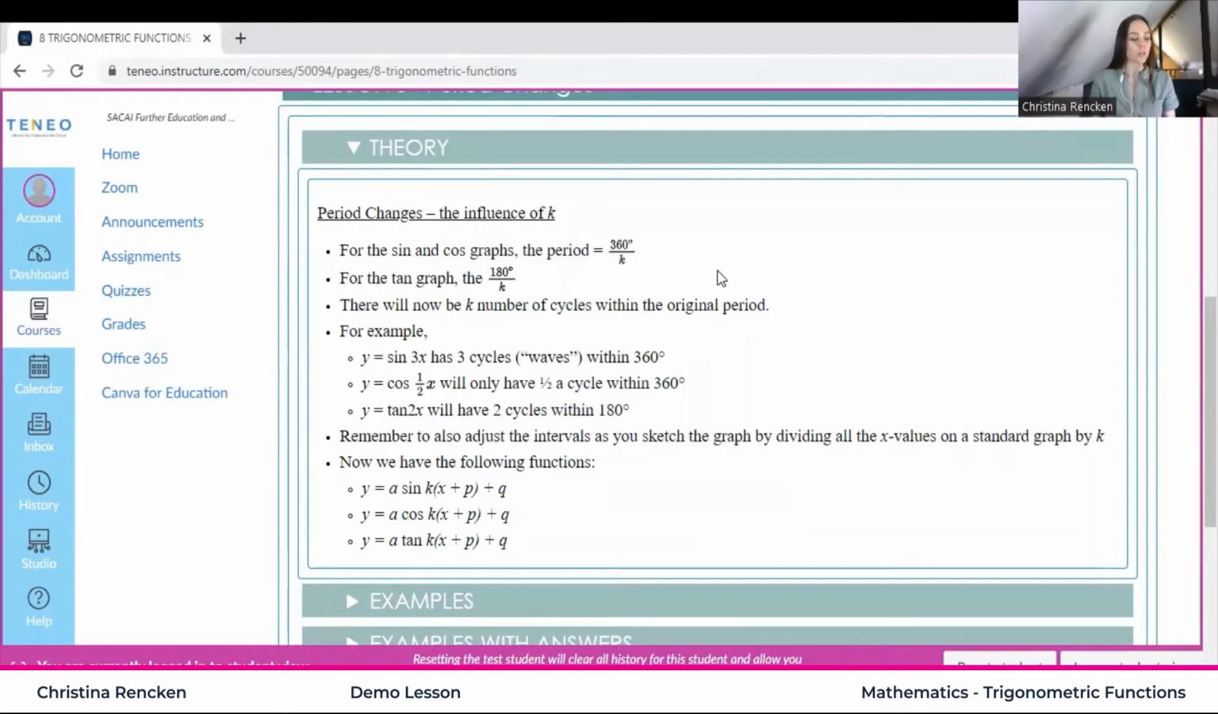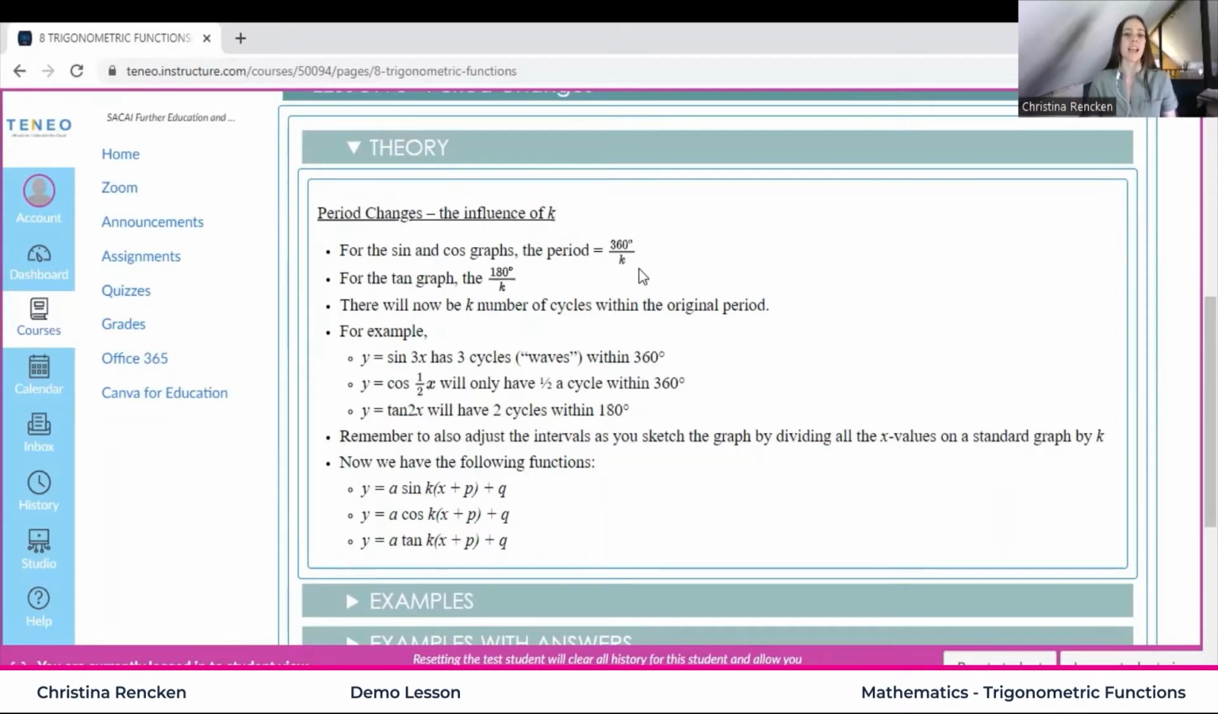In our normal sine and cos graphs, we have normally a period, which is the time or distance that it takes to finish one whole wave, one whole cycle, and it is normally 360 degrees. But if we now have something multiplying x, a coefficient of x, so say if you look at the bottom here, we have a times sine kx. So that kx, that is the coefficient of x, that is what changes our period. So we take 360 degrees, the original period, and we divide it by whatever that k value is.